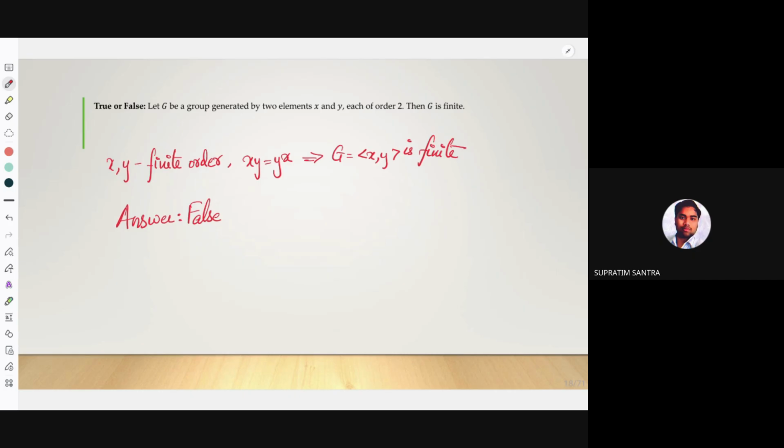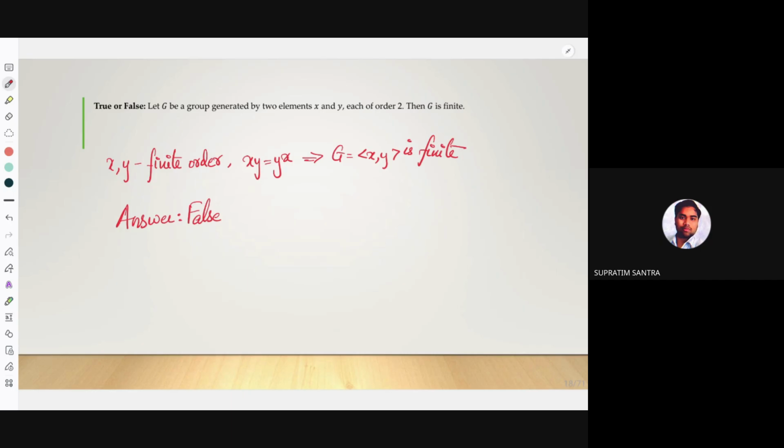So look at this question. Let G be a group generated by two elements x and y, each of order 2. Then G is finite. Your first instinct might be that it's true, because both elements are of finite order, and so if the group is generated by them, it must be finite. That's the first instinct which comes to our mind.